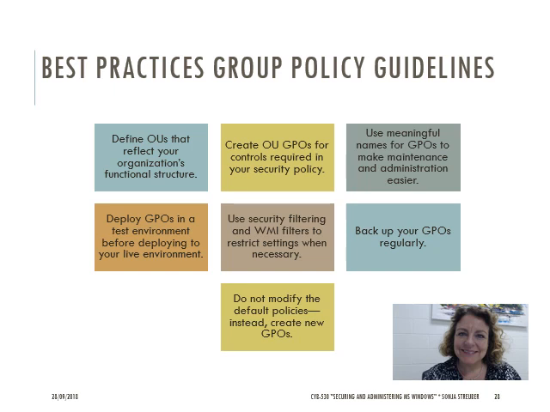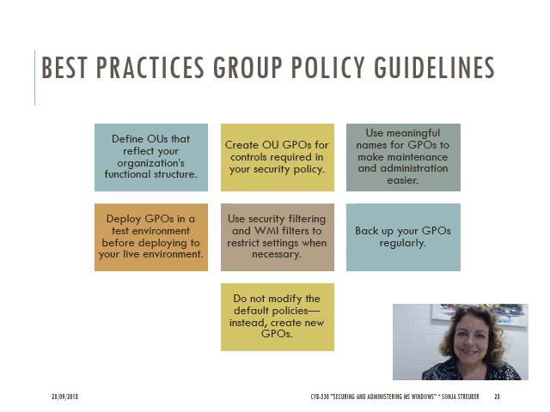You want to define your OUs so that they reflect your organization's functional structure. Then you want to create GPOs for these OUs for those controls that are required in your security policy. You also want to use meaningful names for GPOs to make the maintenance and administration easier. Very importantly, you want to deploy your GPOs in a test environment first before deploying them to your live environment.